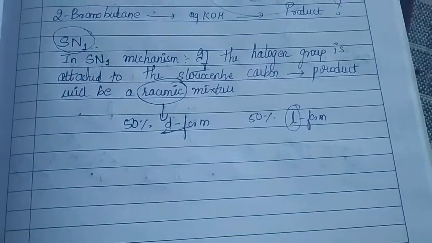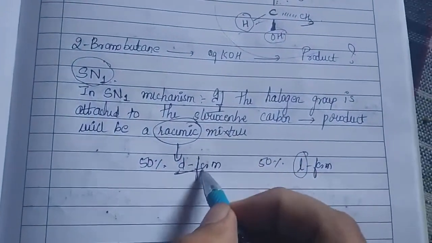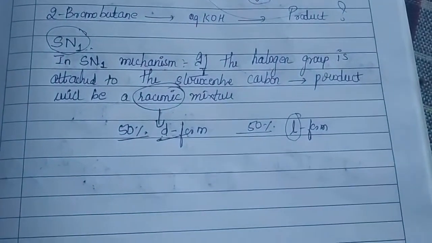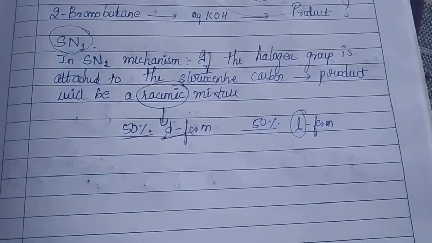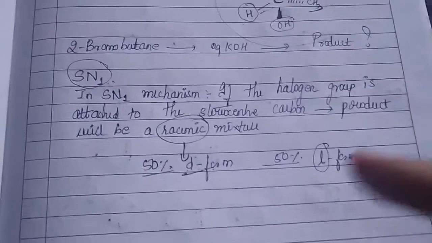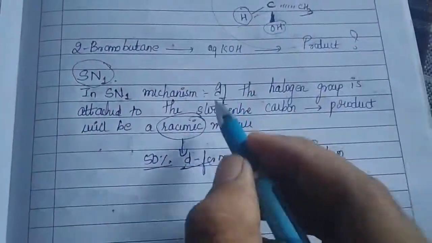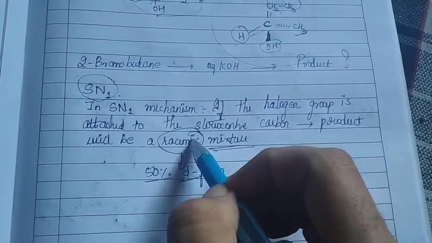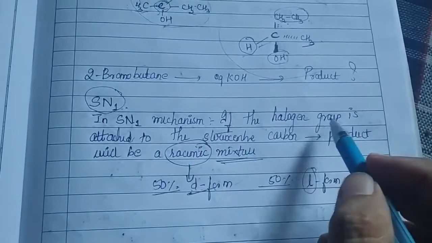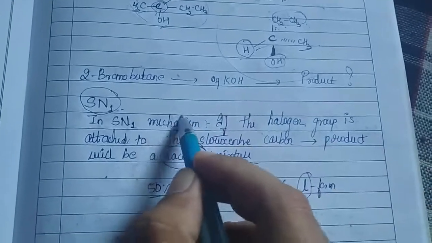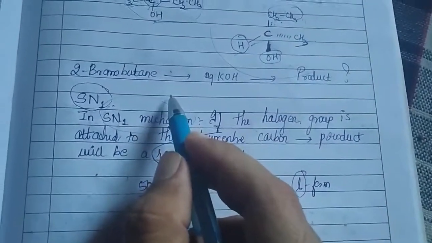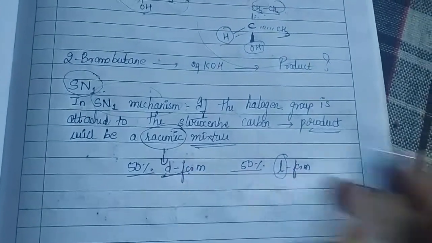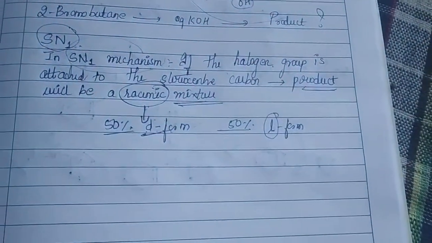So depending upon this aspect, when you are having such two forms in 50% and 50%, it does not rotate the plane polarized light. So that mixture is called a racemic mixture. This racemic mixture we get whenever the stereocenter carbon which has been attached to the halogen group follows an SN1 mechanism; the product it gives will be a racemic mixture.